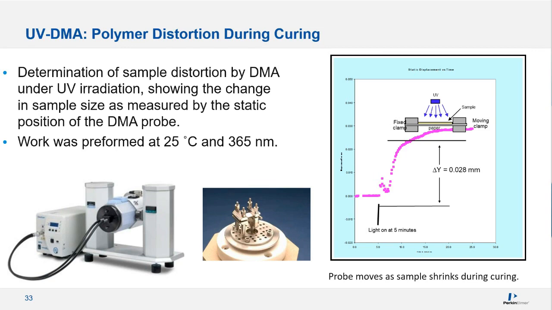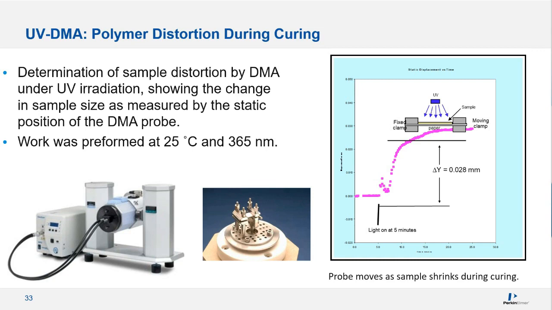As you can see from the right graph, the light is turned on at 5 minutes. The purple curve increases, that's the probe displacement due to the distortion of the sample being cured on the paper backing.